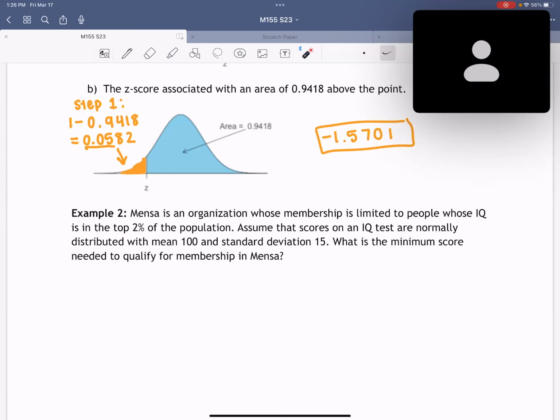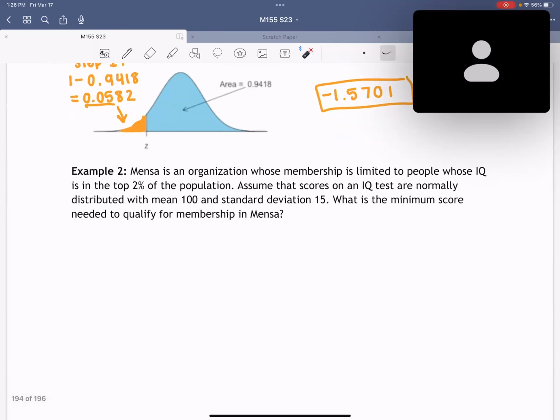Okay, so let's say the scores on an IQ test have a mean of 100 and a standard deviation of 15. So let me just draw that out for you. We have a normal distribution. The mean is 100 and the standard deviation is 15. Okay. This one's asking us, what's the minimum score that's needed to qualify to actually be in Mensa? Well, I know that Mensa is the top 2%. And if it's the top anything, I guess that means whatever's on the right, right? So I'm looking for the area to the right that represents the top 2%.